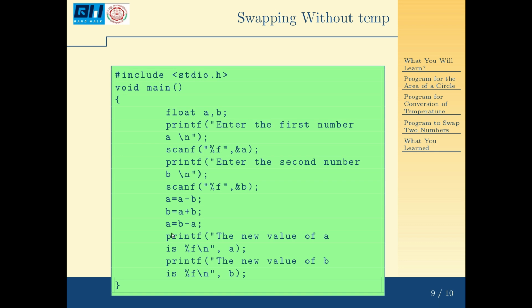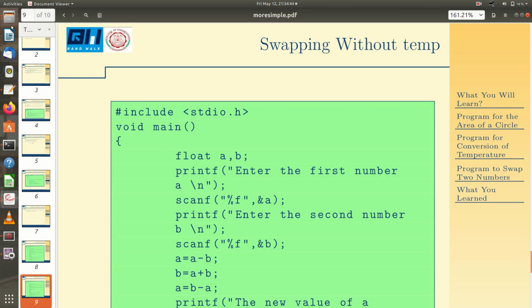Now A is equal to B minus A. So this becomes A minus B plus B minus A. So this B is now A, and minus the new A becomes B. So B becomes A and A becomes B. Now the new values are printed. I can run this code here.